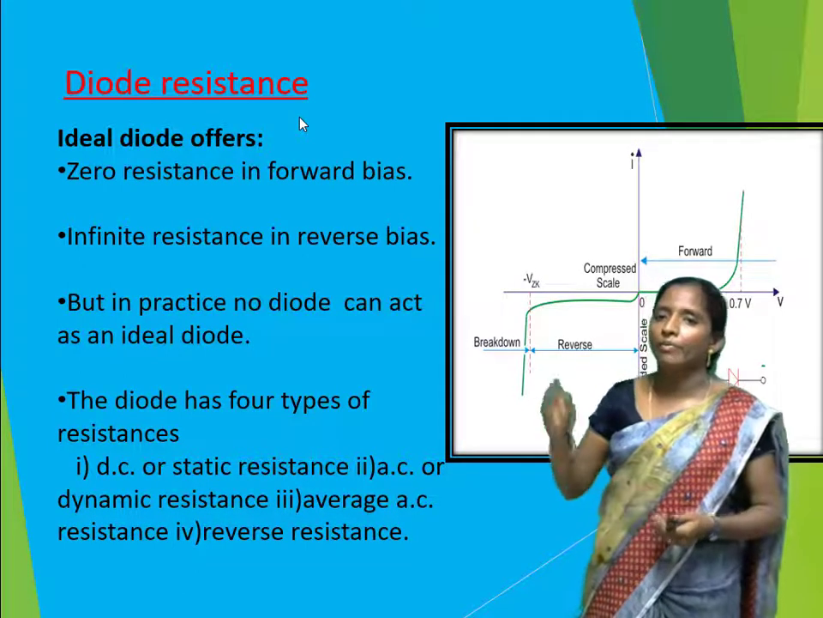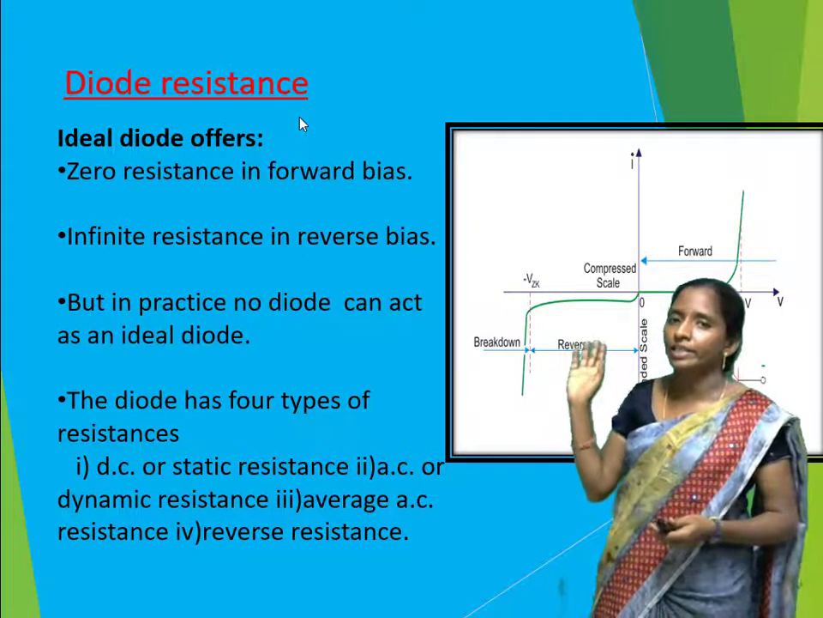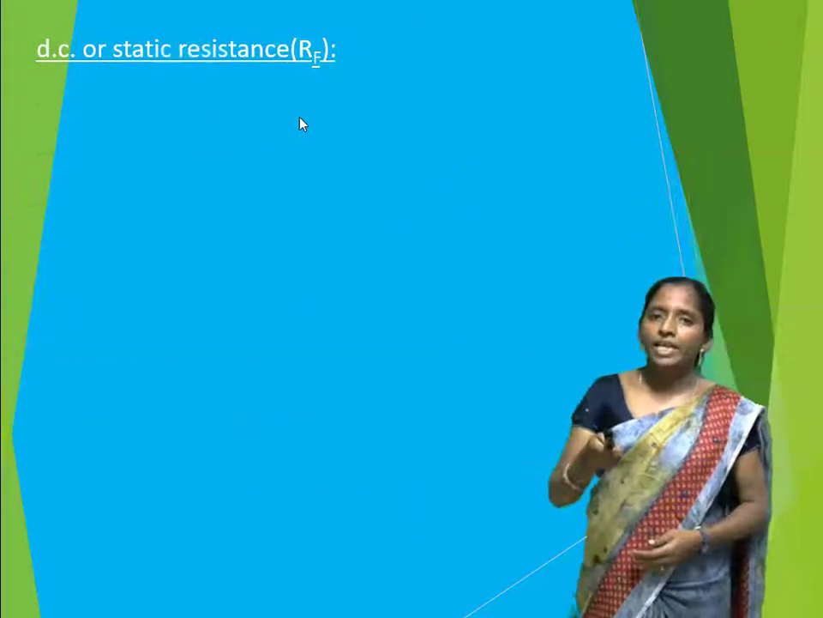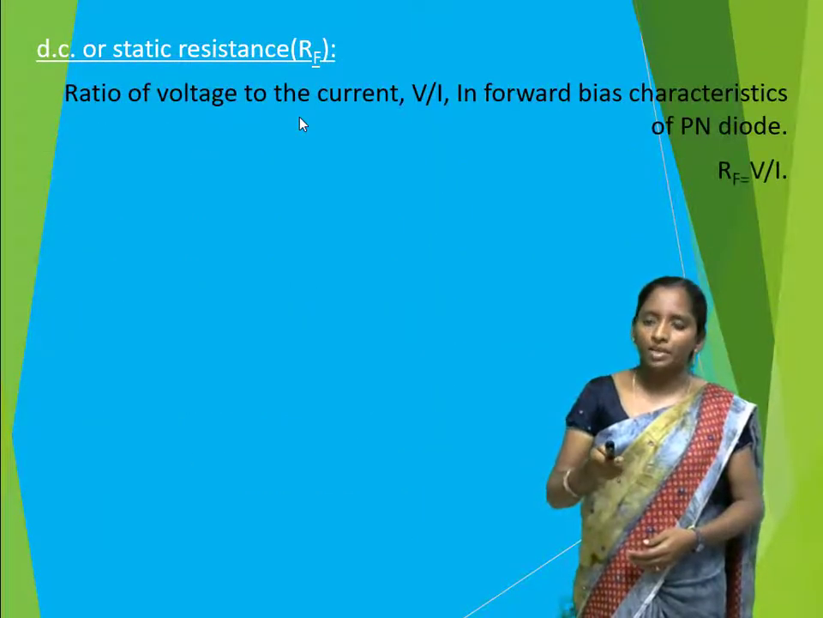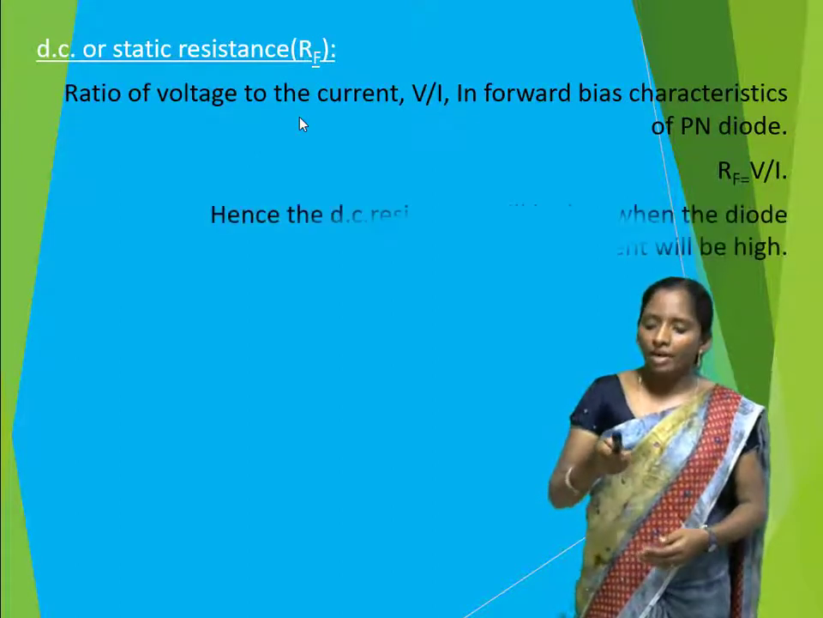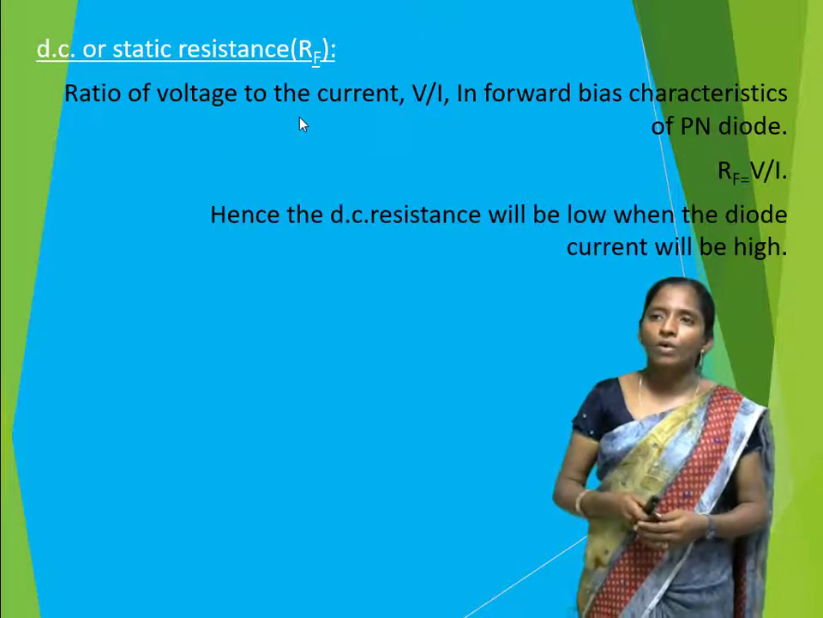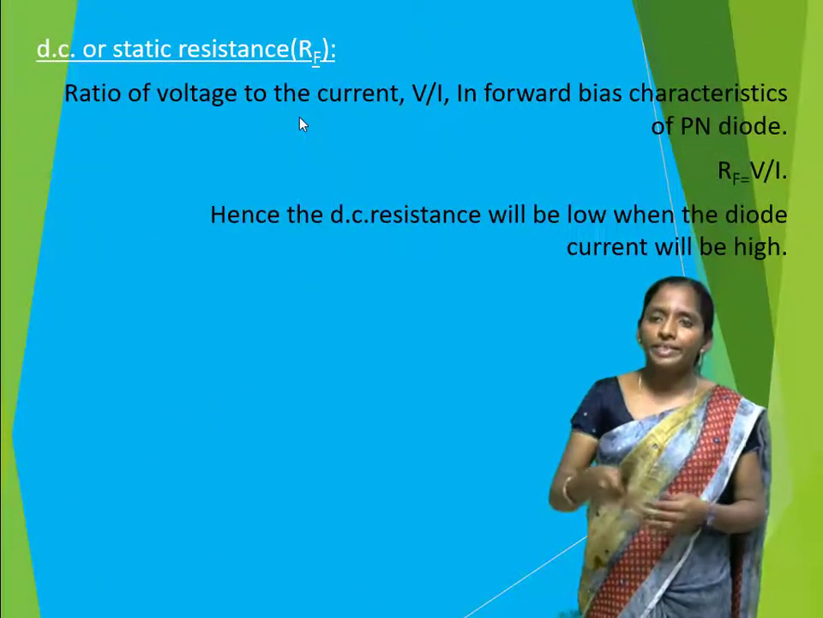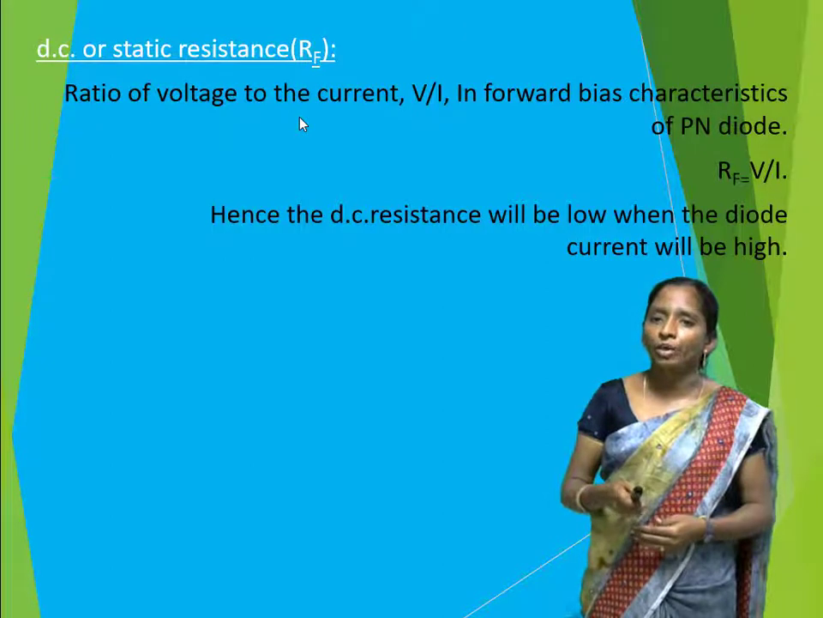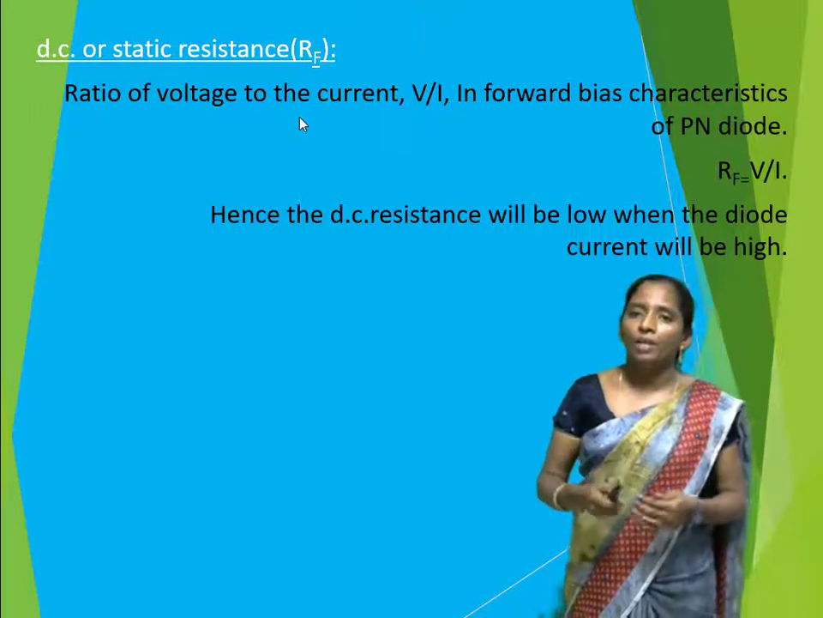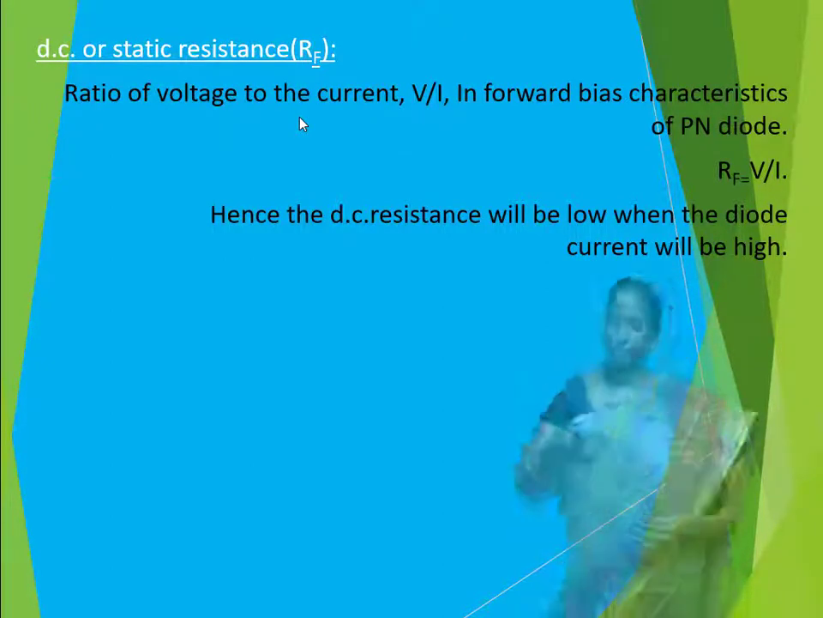This is the diagram for the resistances indication in the PN junction diode. DC or static resistance: the ratio of voltage to current is known as the DC or static resistance under forward bias condition. It is represented as RF, that is V by I. Hence the DC resistance will be low when the diode current is high.